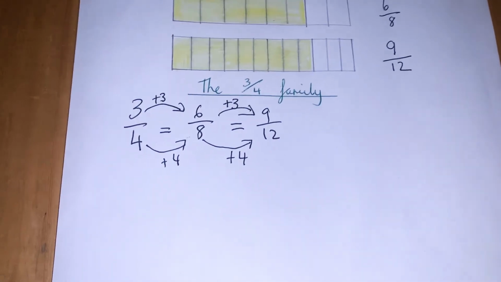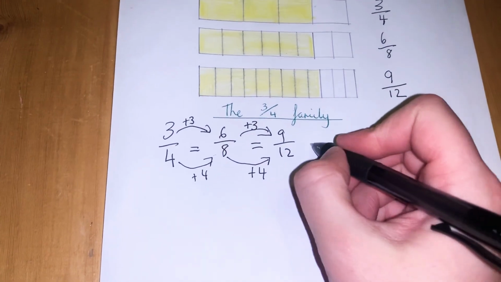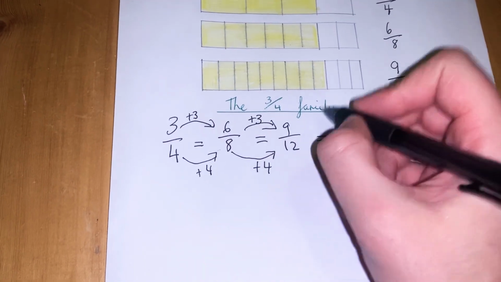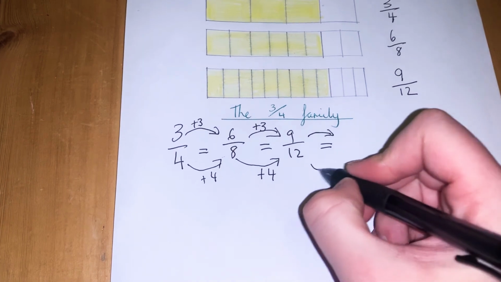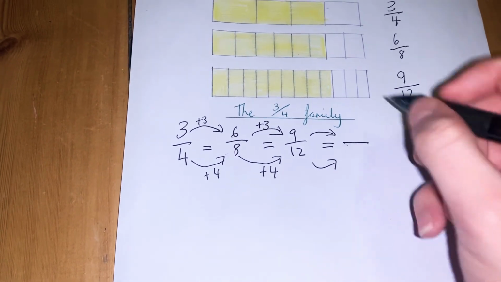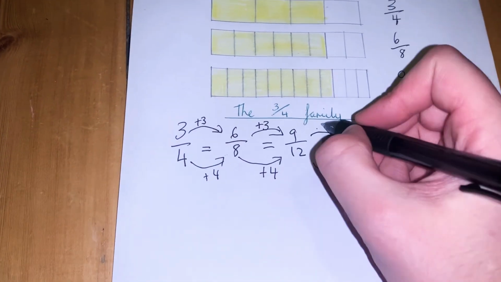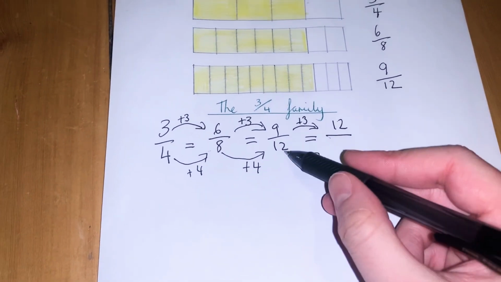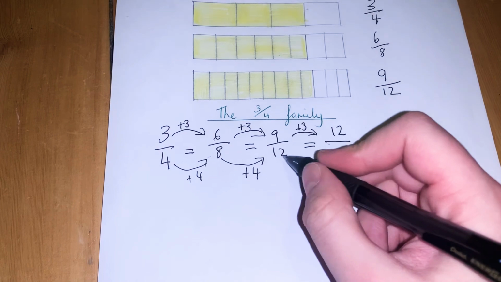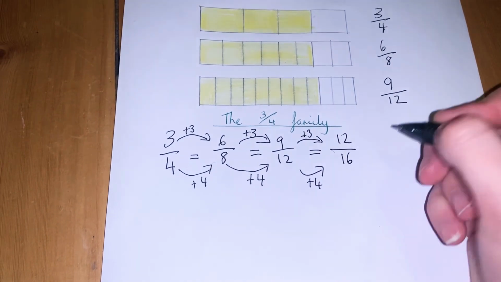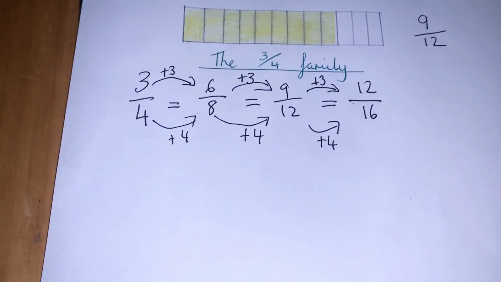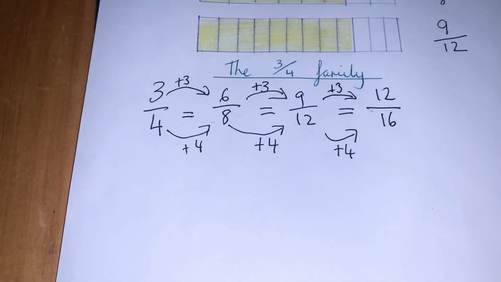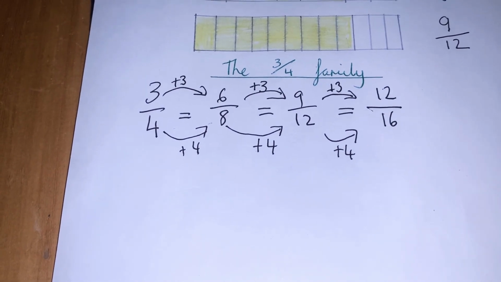Now we're going to see if we can find the next one. So obviously we're going to add on the same again. So add on 3 to 9, that gives me 12. And the bottom I need to add 4. So 12 plus 4 gives me 16. So 12/16 is an equivalent fraction of 3/4.